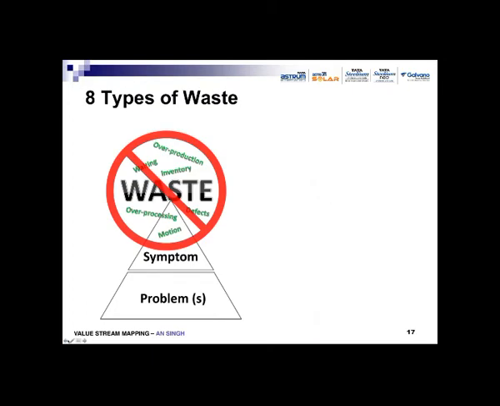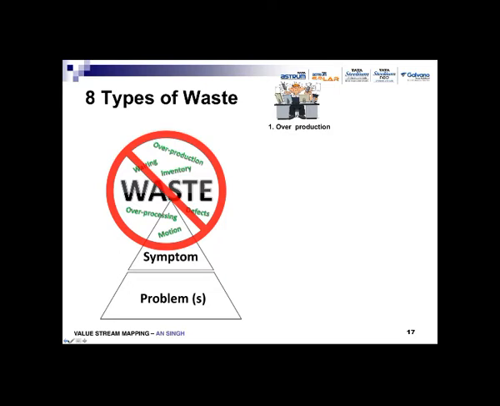So as I mentioned earlier, waste is a symptom. We can see the waste, but the problem at the bottom of the waste is not visible. That is a problem. So these are the 8 kinds of waste classified by Toyota, and they focused on detection and elimination of these wastes.